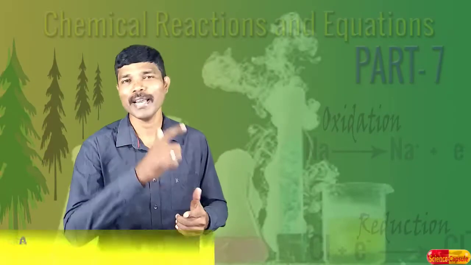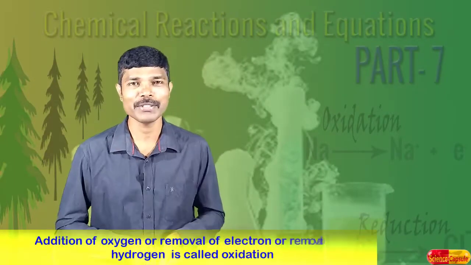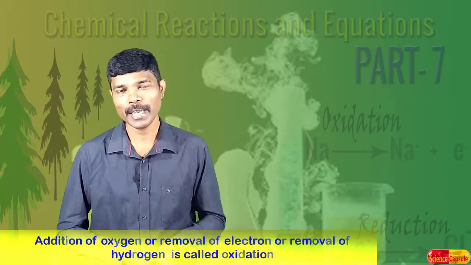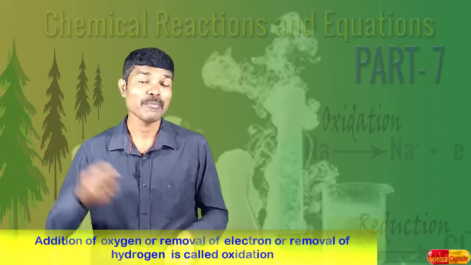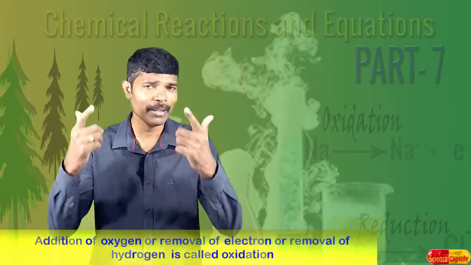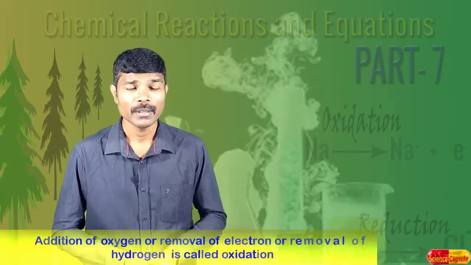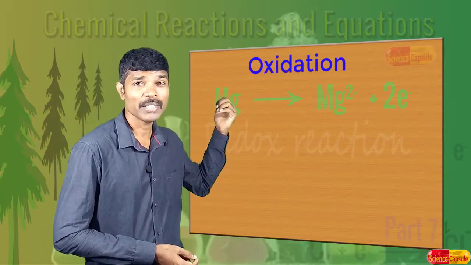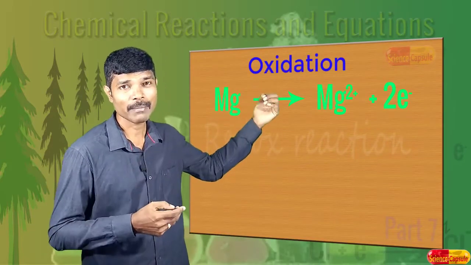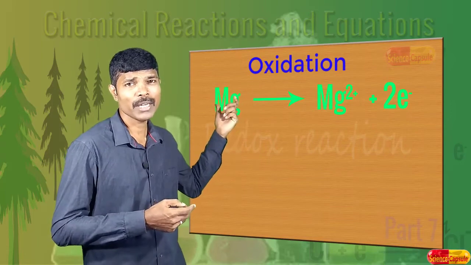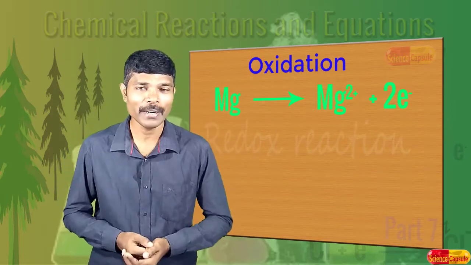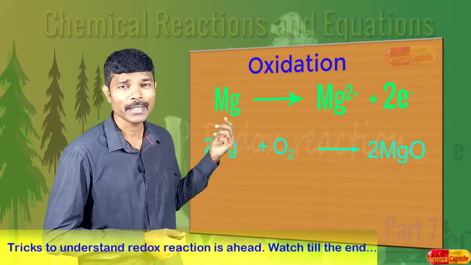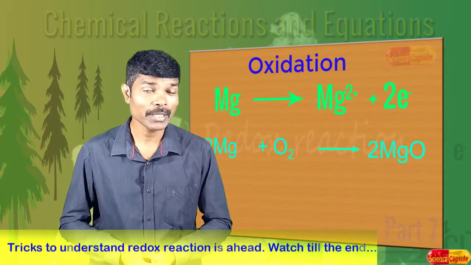Dear students, we know that oxidation is a process in which addition of oxygen will take place, or removal of electron will take place, or removal of hydrogen will take place. In that way we can understand oxidation reaction. So we have some examples here. First one is magnesium loses 2 electrons, magnesium ion is formed. So here the oxidation is in terms of removal of electron, right? The second case, burning of magnesium ribbon, as we have already studied, this is also an example of oxidation reaction.